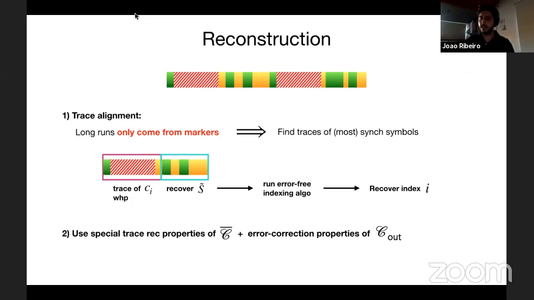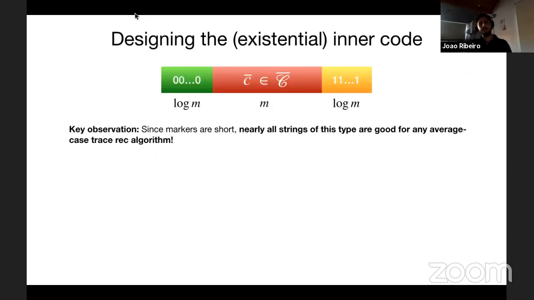Any questions so far? So, no, that's good. The reconstruction procedure is relatively similar to the one from the previous code constructions, but then they can exploit the synchronization strings. So they have this extra concatenation step. The only thing that's missing, like before, is really designing the inner code.